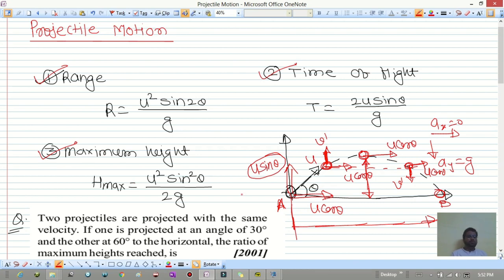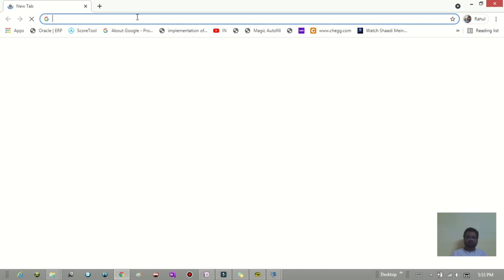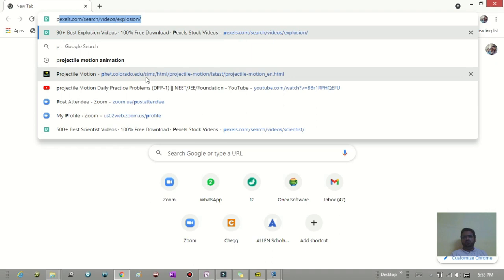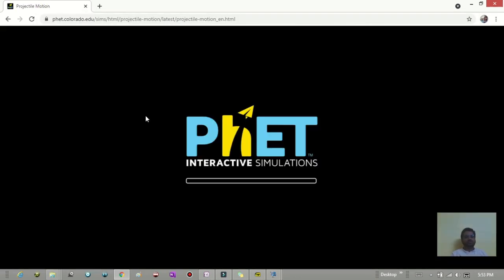Now, if you want to see projectile motion practically, like in a lab, there is a site from the University of Colorado. On that site you will be able to simulate the projectile motion. I'll just show it here, just a minute.